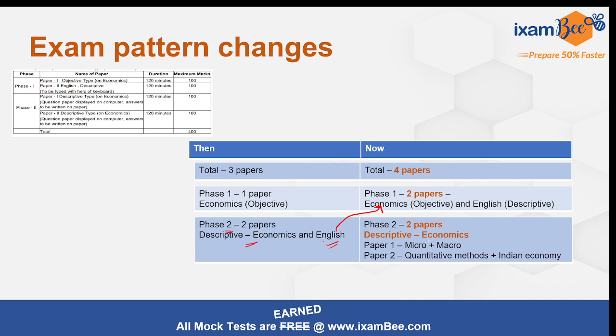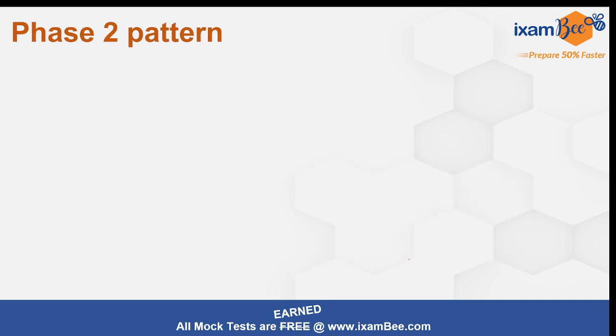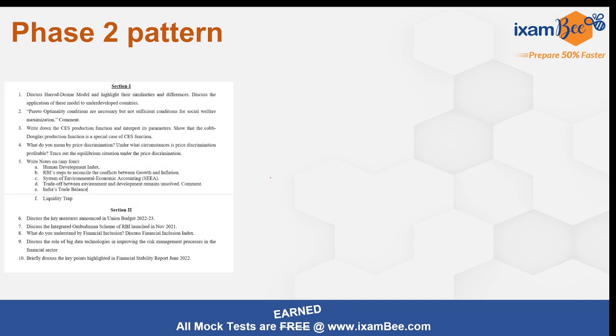And for phase 2 in the current pattern, you will have descriptive economics like how it was initially. The change is that this economics paper has been broken down into 2 papers. Initially there was only 1 paper of descriptive economics. Now you will have 2 separate papers of descriptive economics, which is breaking down the economics syllabus into 2 different papers.